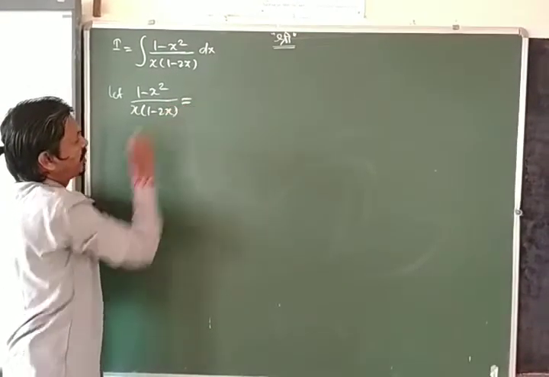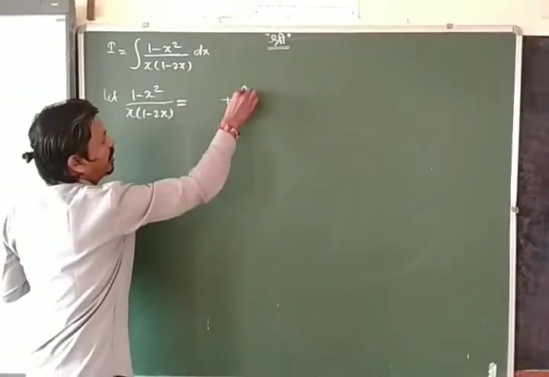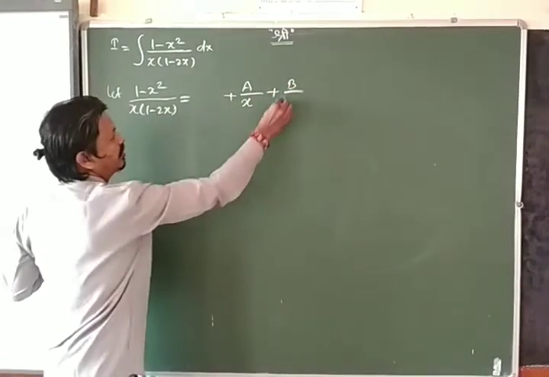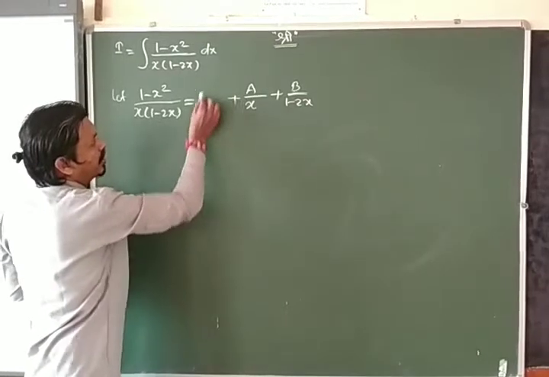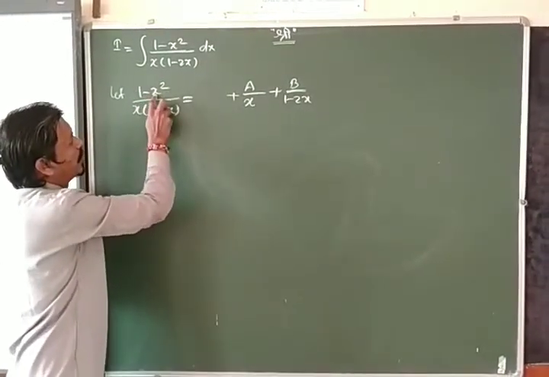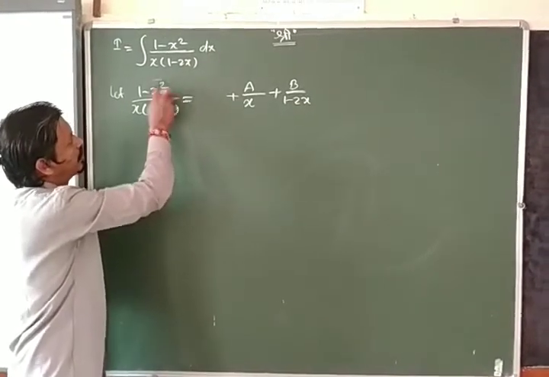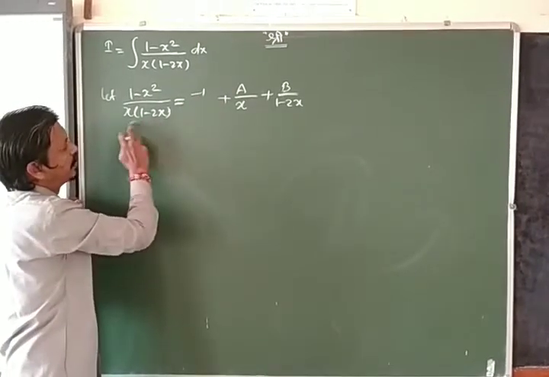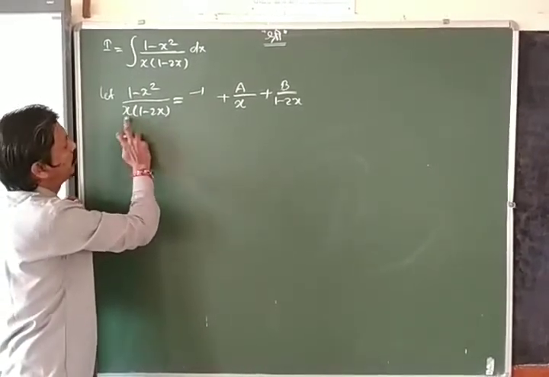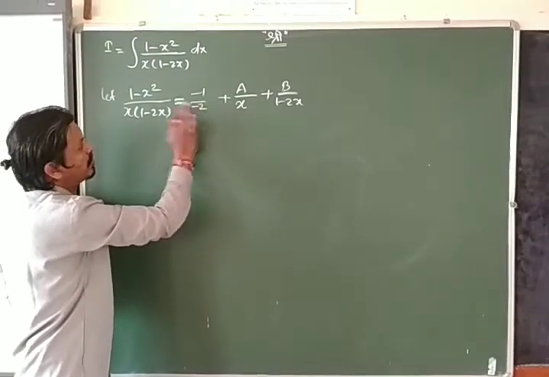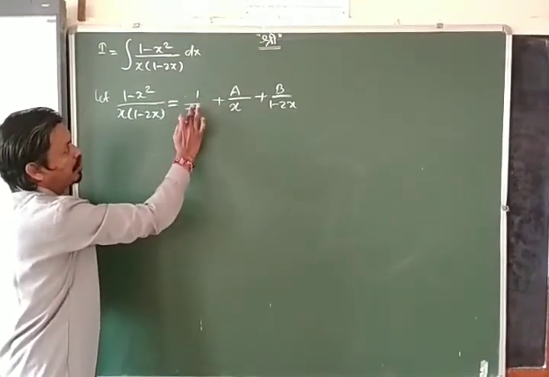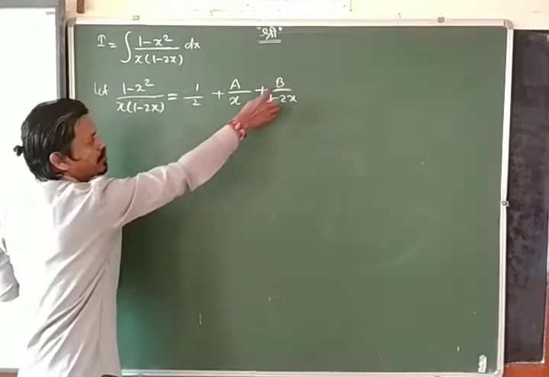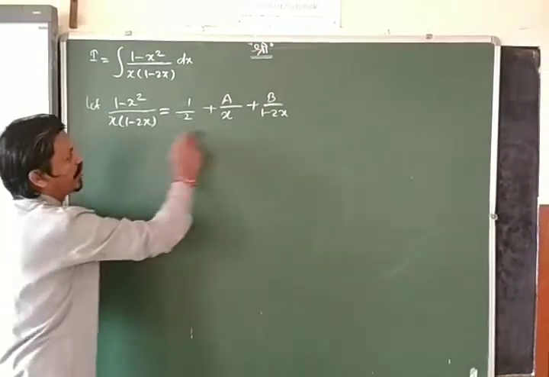Its partial fraction will be, the same thing here, a upon one linear factor plus b upon the other linear factor. Then the coefficient of the highest power of x in the numerator, x square, is minus 1, and in the denominator the coefficient of the highest power of x is minus 2. So its partial fraction will be minus 1 upon minus 2, which means 1 upon 2, plus a upon the first linear factor plus b upon the second linear factor. So this will be the partial fraction for this fraction.